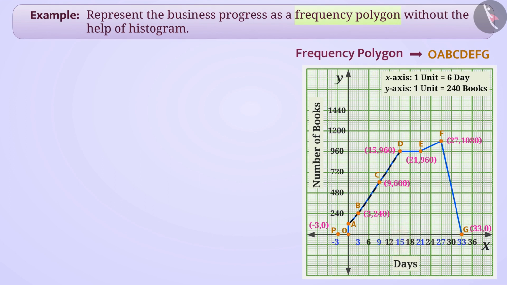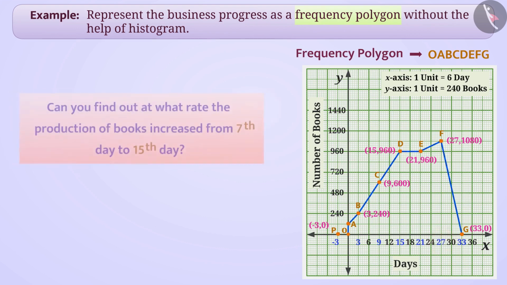By looking at this frequency polygon, we can get various information like the production of books increased till the 15th day, then remained steady till 21st day, then increased till 27th day and then decreased. Can you find out what rate the production of books increased from 7th day to 15th day? Do discuss it with your friends and find out the answer.